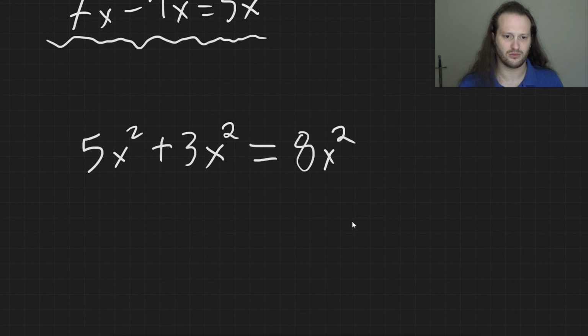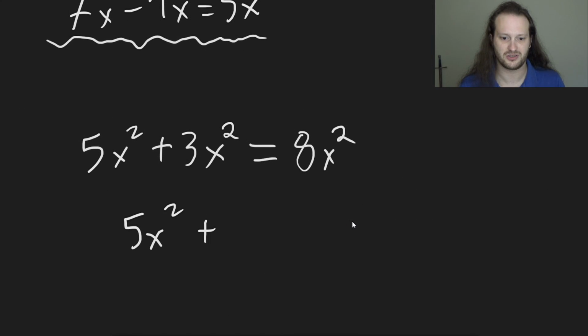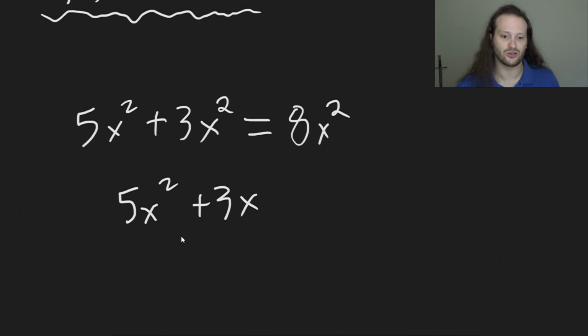Now, what if I had 5x squared plus just 3x? Well, they both have x's in them, but it's not the same amount of x's being multiplied together. This one only has one of the x's. This one has 2. So these are not like terms, even though they kind of look like it because they both have the same type of variable. It's not the same combination of variables.